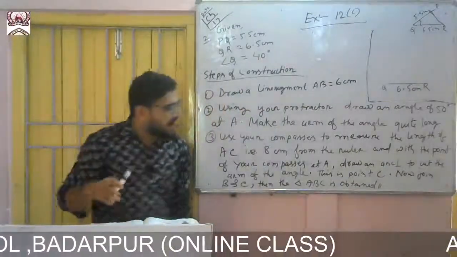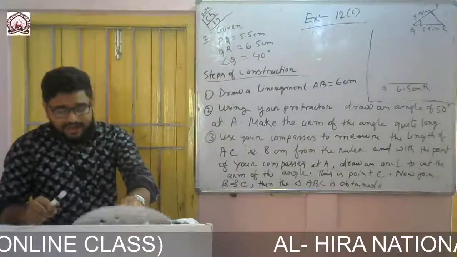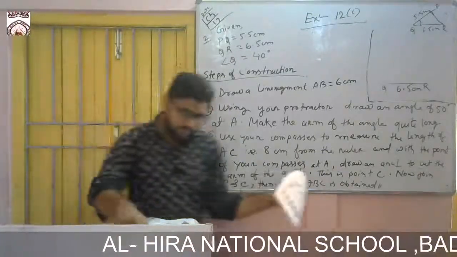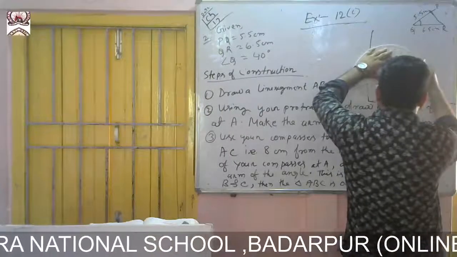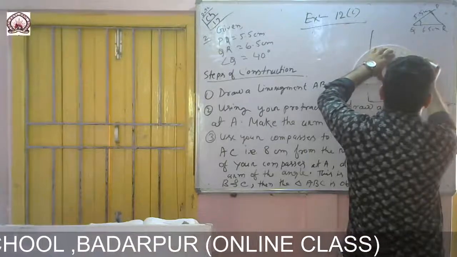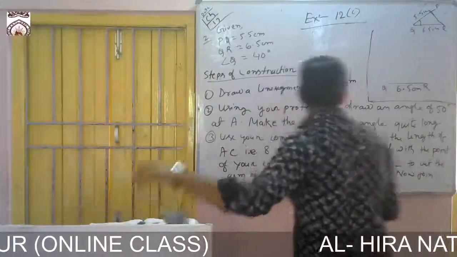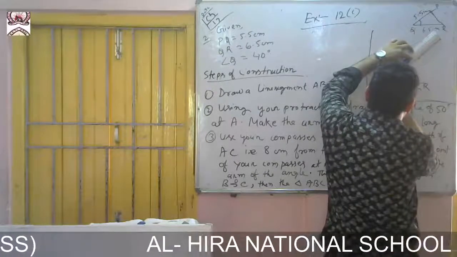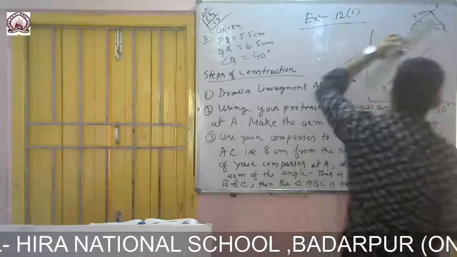Now I shall draw angle Q. So take your protractor and measure 40 degree. 0, 10, 20, 30, 40. It is 40 somewhere else like this, 40 degree. Now make the arm of this Q angle as long.